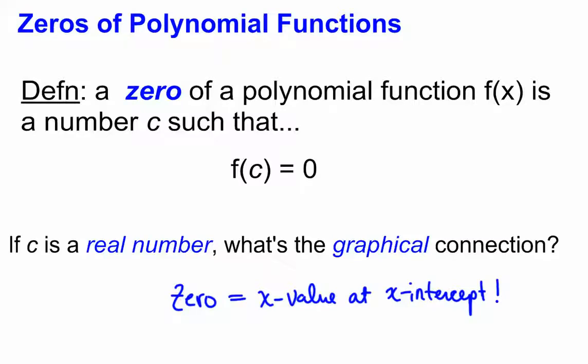Now we want to take a look at zeros of polynomial functions, and we've had this definition before, but just a reminder: a zero of a function is a number c such that f of that number, when you plug that number in, you get an answer of 0. 0 is not what you get when you plug 0 in, it's what you plug in to get the 0. So I'm plugging in an x value and getting a y value of 0. That tells me if c is a real number, that my 0 is really where my x-intercept is.